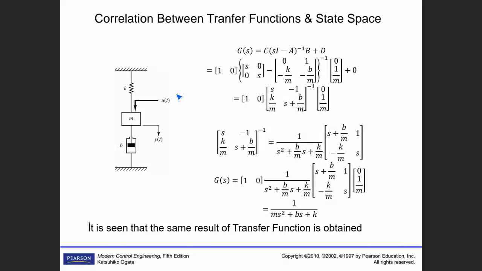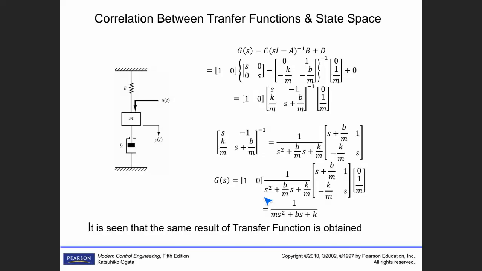This is the equation of that one we have already derived. If you solve it, I'm not going to solve it here, but if you solve it, you are going to obtain the S domain equivalent of this one, which we already have got: 1 over ms squared plus bs plus k. So there is a relationship between state space equations and transfer function equations. Transfer function equations are in S domain; state space equations are in matrix form and in time domain.